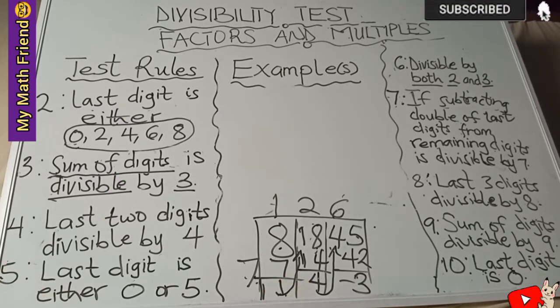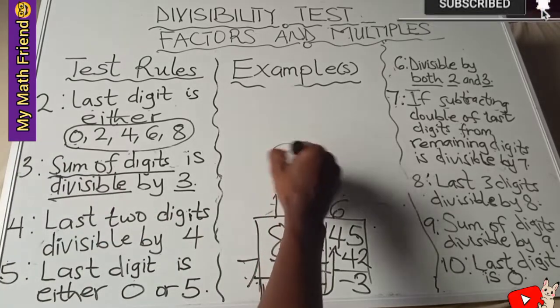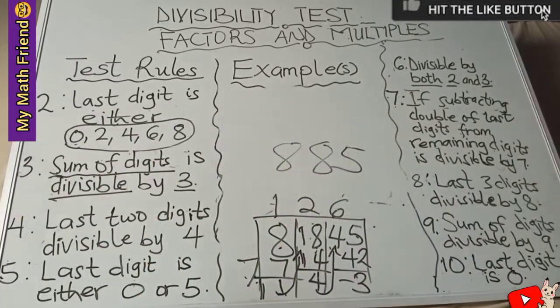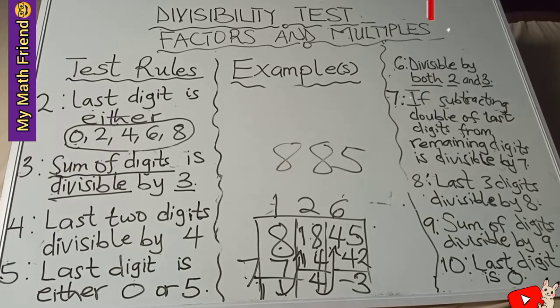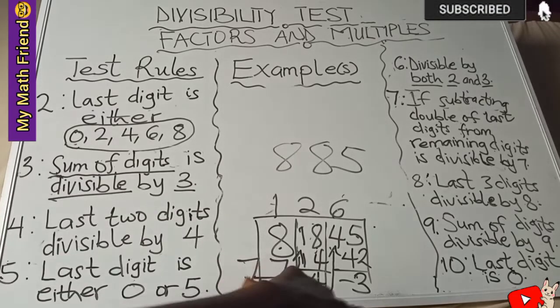Okay, so we say that 885 is not divisible by 7. Do you get that? Because that was a remainder.